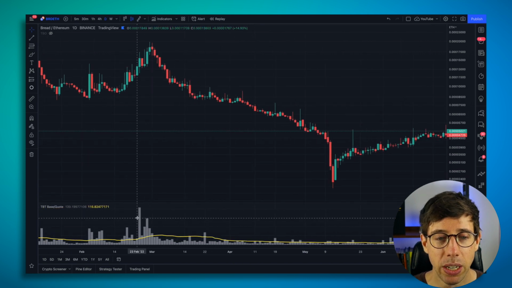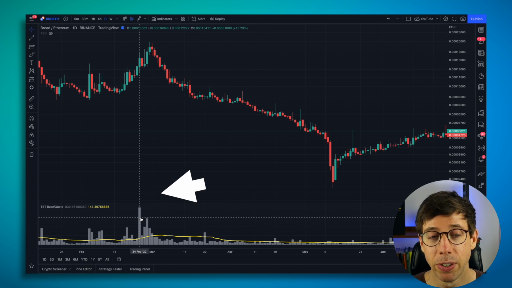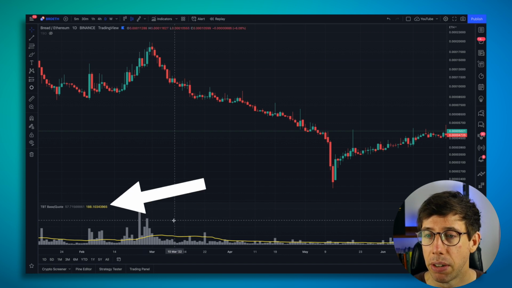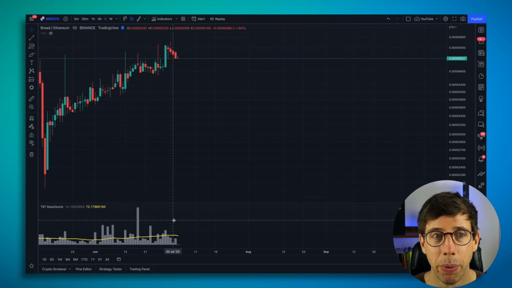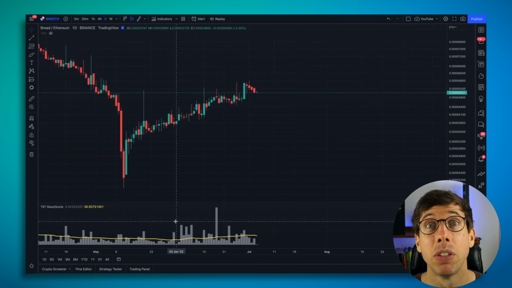So we can see here's another one. Here's another move up. And on this day, 830 Ethereum were traded. But the norm, the average, is 141 Ethereum. Stuff like this is fantastic to know because that way you know how much liquidity you can safely put in and get out of a trade.